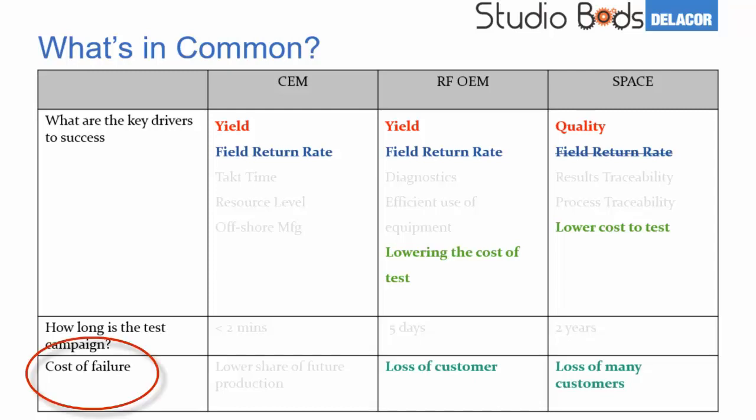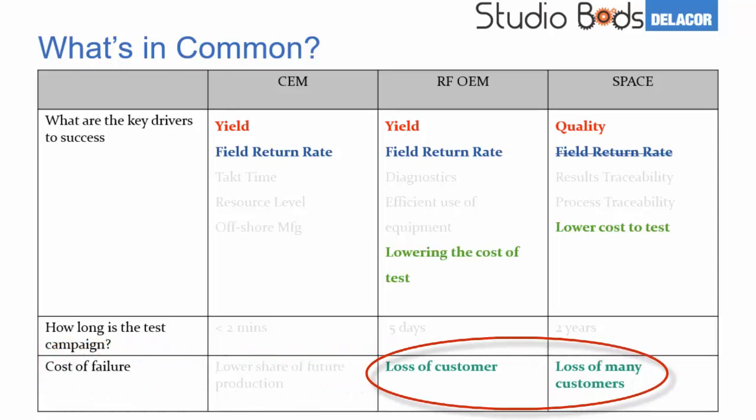And in terms of the cost of failure, very similar for the RF OEM and the space industry: loss of customers. So in the RF OEM, the loss of a particular customer. In the space industry, if you have a payload failure or a failure in orbit, you may lose all of your customers because that sentiment will proliferate to all of the customers. They will lose confidence in you.